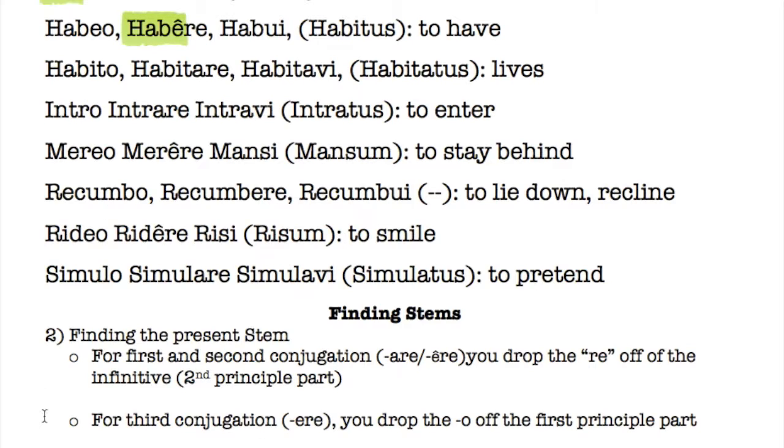Habito, habitare is in the first conjugation because it's got an ARE. So I'm going to drop off the RE and I'm going to get habita. Okay, how about recumbo, recumbere? It's got an ERE in the second principal part. So I need to drop the O off the first principal part and I get recum.